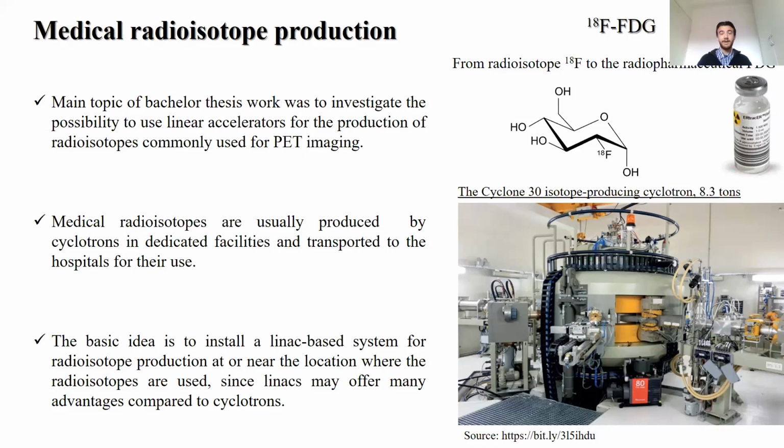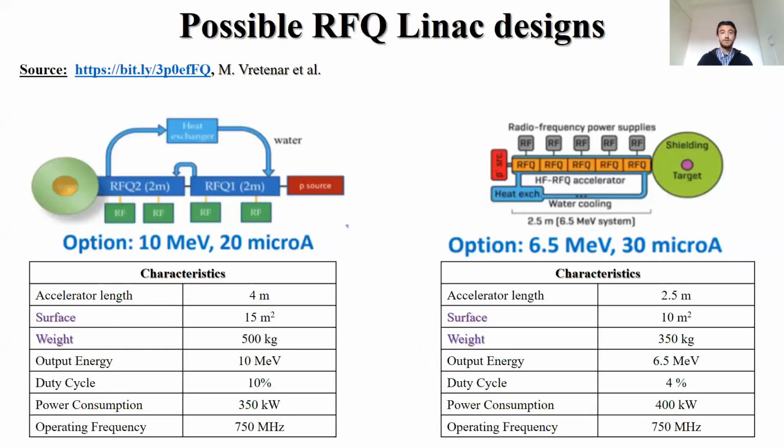In general, radioisotopes are usually produced by cyclotrons in dedicated facilities and then transported to the hospital for their use. So the basic idea was to install a linac-based system for radioisotope production near or ideally at the location where the radioisotopes are going to be used, since linacs may offer many advantages compared to cyclotrons. As we have heard during the whole week of the school, the main component of the linear accelerator is the radio frequency quadrupole. Combining several of these modules, we can reach higher energies.